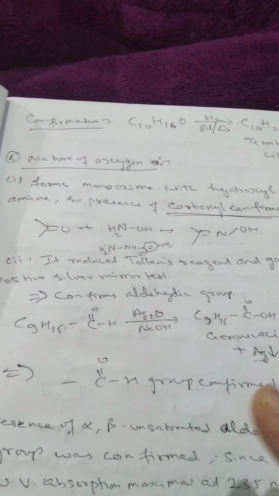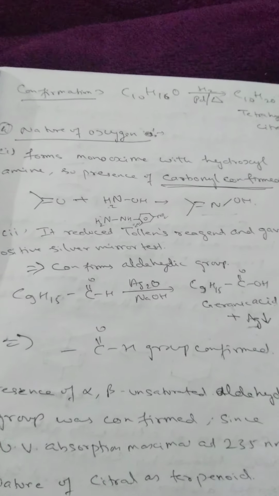So since it gave a positive test for Tollens' reagent, one thing was for sure, that this compound has an aldehyde group. Okay, and that's why it is able to oxidize this aldehyde group into COOH.